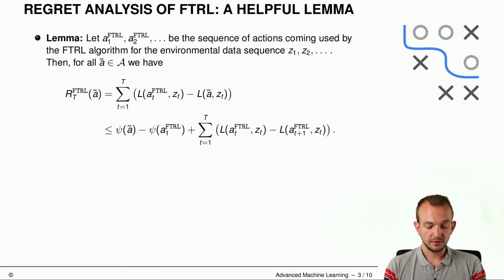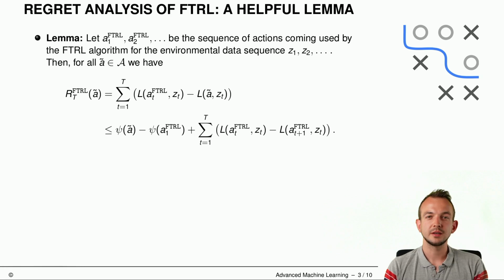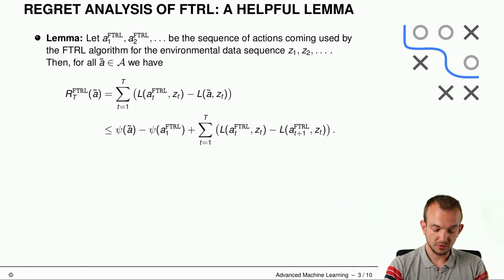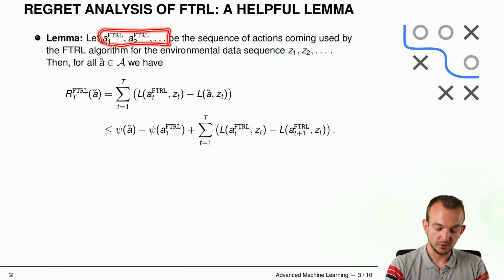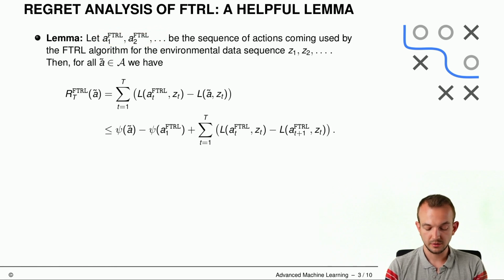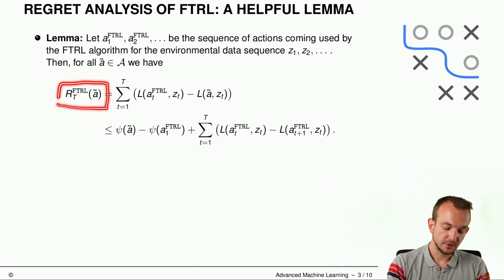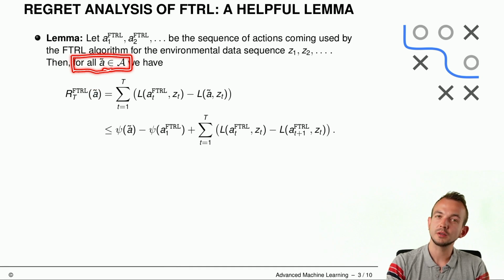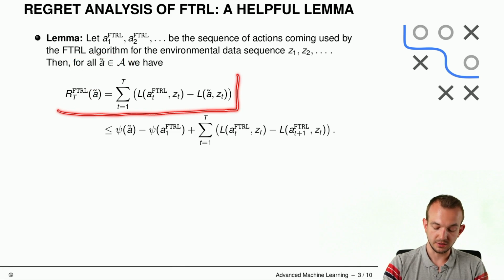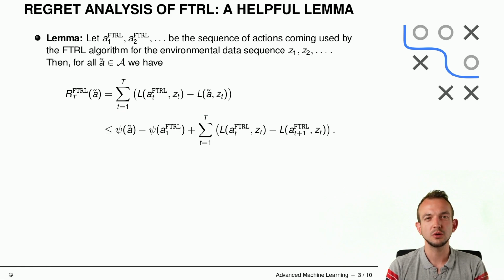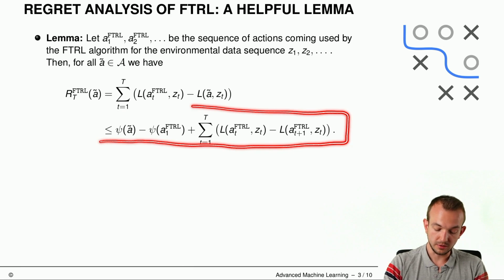All right, then for this follow the regularized leader algorithm, we can derive a quite similar helpful lemma as we did for the follow the leader algorithm, in the sense that for any environmental data sequence we can think of, doesn't matter, for which the follow the regularized leader algorithm is choosing accordingly these actions A1, A2, or with the superscript FTRL. And we can bound the regret of the regularized leader for time horizon capital T with respect to some competing action A tilde, which can be an arbitrary one in the action space. So it doesn't matter. So for sake of completeness, this is the definition of this regret with respect to some competing action A tilde. And we can bound it by this term here.